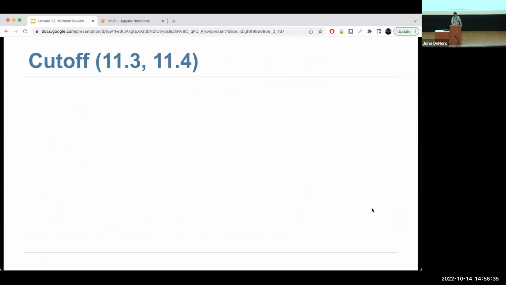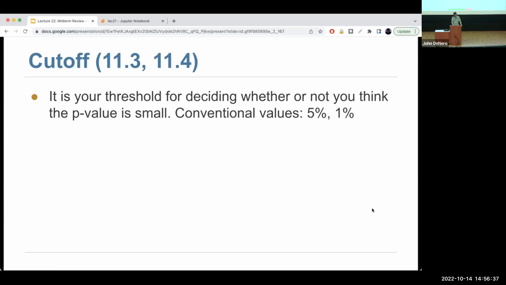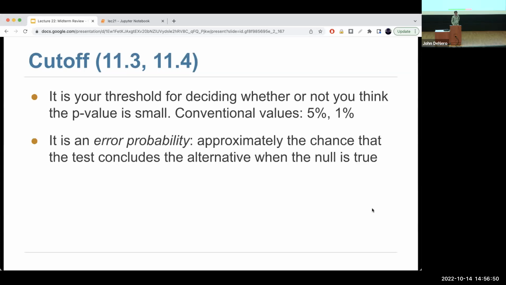Okay. What's the p-value cutoff? It is your personal threshold for deciding whether or not you think the p-value is small enough for you to reject the null hypothesis. Typical values are 5% or 1%. It is also an error probability. Approximately the chance that the test will conclude the alternative, even though the null hypothesis is true.